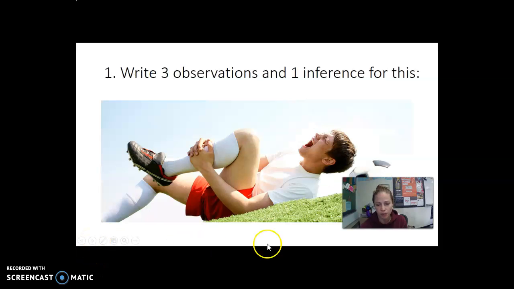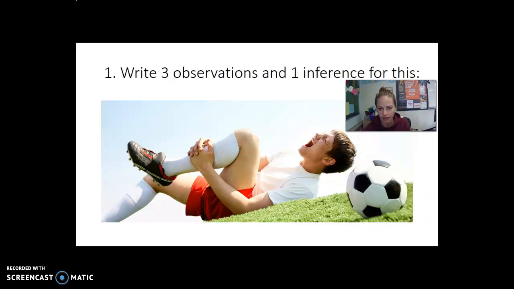Okay, in your notebook you're just going to write like a number 1. You don't have to write this whole title down. But number 1 and then maybe 1, 2, 3. 3 observations and 1 inference for this. Be careful with jumping to conclusions.